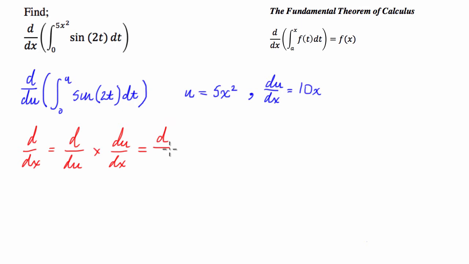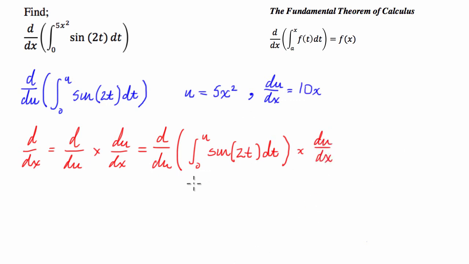Okay, from here, I'm going to substitute in my d du, which is equal to, I'm trying to find the derivative with respect to u of the integral from 0 to u of sine of 2t dt, and then I'm going to be multiplying that by du dx. Now from here, guys, it's quite simple. What I can do is apply the fundamental theorem of calculus, so I can say that d dx of the integral from a constant to x of f of t dt is just equal to f of x.